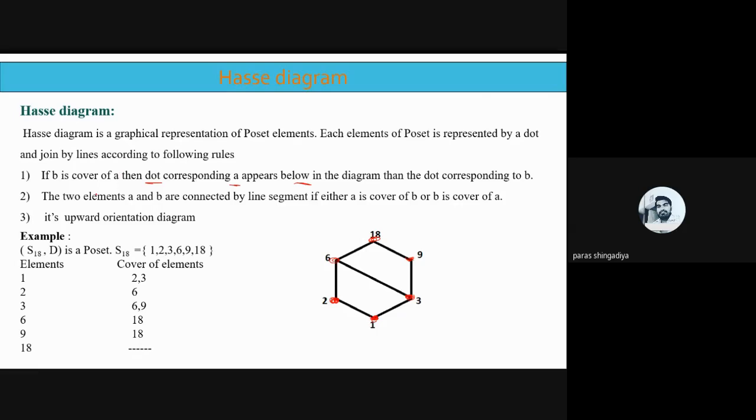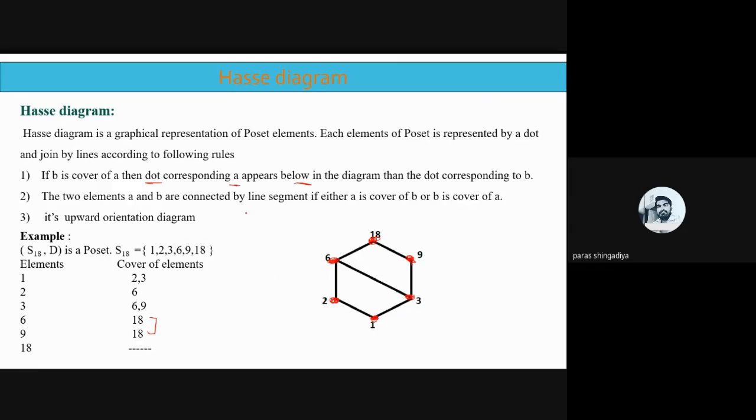Clear? And if B is a cover of A, then connect them by a line segment. Okay, 2 to 1 and 3 to 1. And then 6 is the cover element of 2. So consider the place of 6, which should be above the place of 2, and connect 2 to 6. 9 is the cover element of 3. So the place of 6 is already defined, and now consider the place of 9. That should be above the place of 3. Connect 3 to 9 by a line, and 18 is the cover element of both 6 and 9. So consider one middle point here and connect 6 to 18 and 9 to 18. So this is called the Hasse diagram for the given poset.